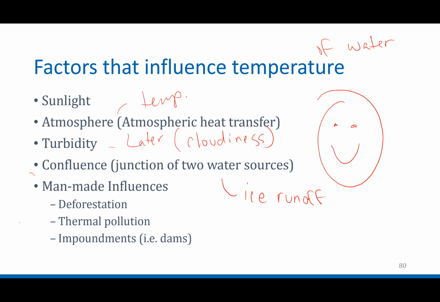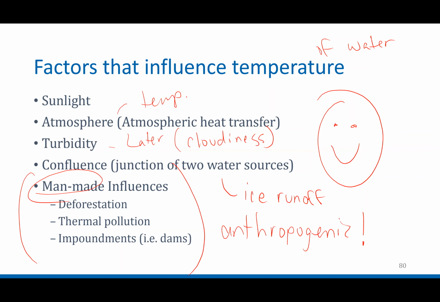And then, of course, you have the human-made, anthropogenic. I'm not going to write that word out, but maybe I will. Anthropogenic. You might get a question about anthropogenic things later, so it's good to know. Anthropogenic means human made. It says here man-made. Deforestation, getting rid of things like the trees that block sunlight. If you get rid of that, it can change temperature. Thermal pollution, we'll talk about that later.